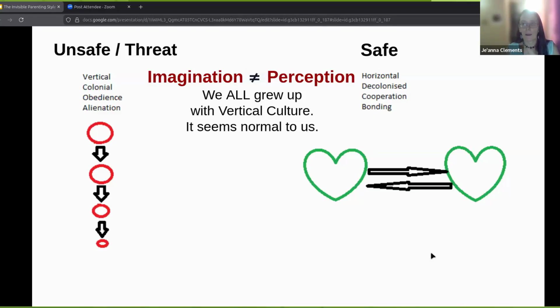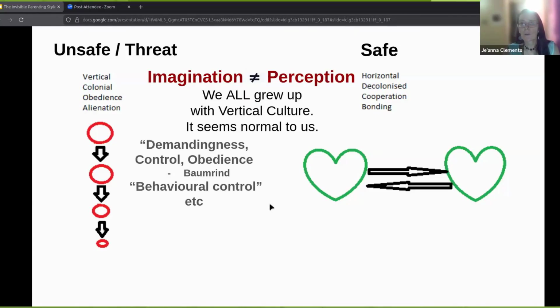Because the problem is, again, we all grew up with vertical culture. That's what we see. That's how we see. That's normal. We actually have to go through a shift in perception, a paradigm shift, which is a process, right? Before we can actually see horizontally. So, where, for example, Baumrind originally called it demandingness, control, and obedience terms were all kind of coming in like that. And then later we have this softening into terms like behavioral control, which are more neutral and less morally charged.